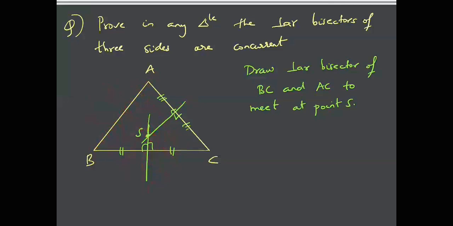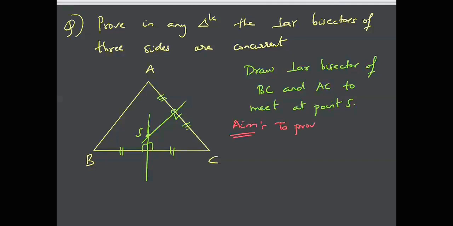So I have assumed that the perpendicular bisectors of two sides, that is BC and AC, intersect at point S. Now I will prove that the perpendicular bisector of AB must also pass through S, right? Then I have proved that all the three perpendicular bisectors must pass through the same point S, so they are concurrent. Okay, so that is our aim. We are aiming to prove that the point S lies on the perpendicular bisector of AB. Okay, so let us clearly write what is our aim.